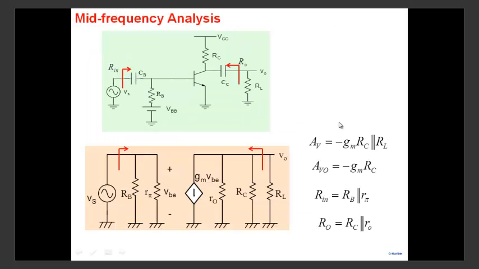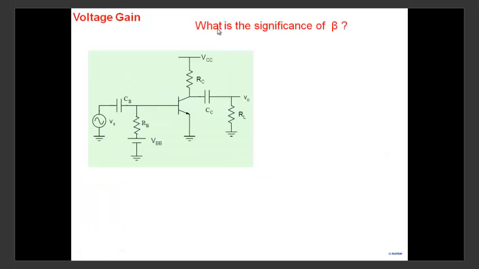All right. What is the significance of beta for the amplifier? Should beta be high, medium, low? What do you want for the beta? How important is beta for amplification? Well, let's look at the gain. Since this is a voltage amplifier, voltage gain is obviously important. So let's look at gain. AV0 is minus GM RC, open circuit voltage gain.